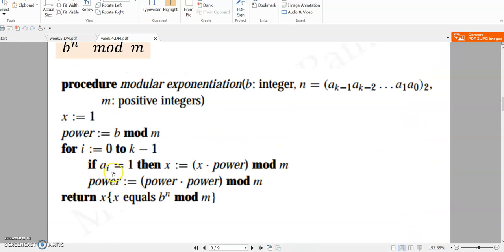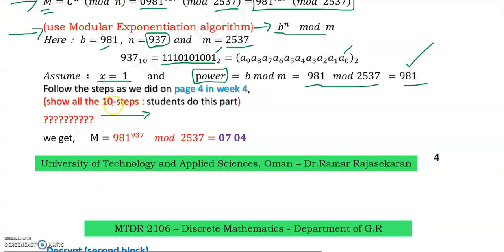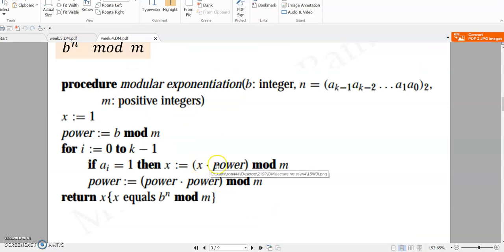Okay, now you see, if this value is 1, then you have to find new x. For a0 equal to 1, you have to find new x. What is new x? That is nothing but the previous x multiplied by the power, then modulo m. But every time you have to find the power.